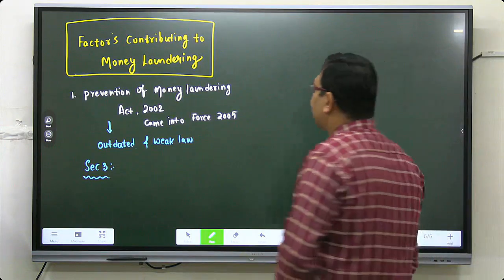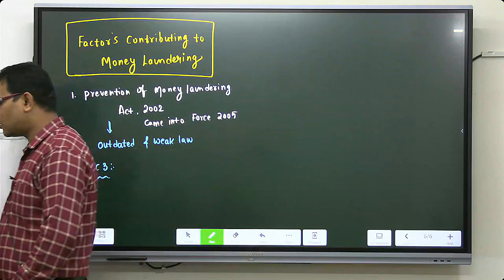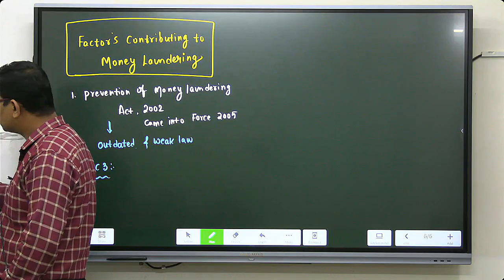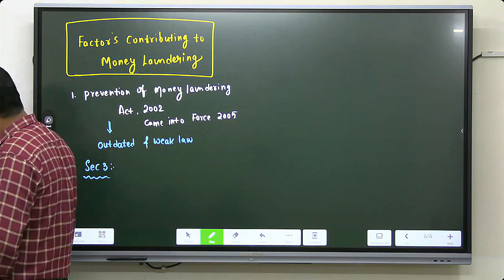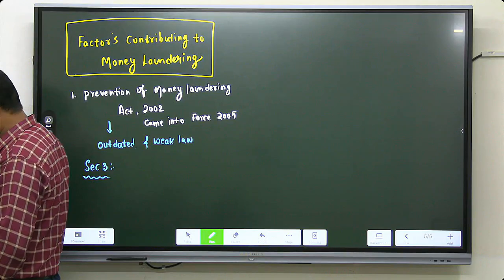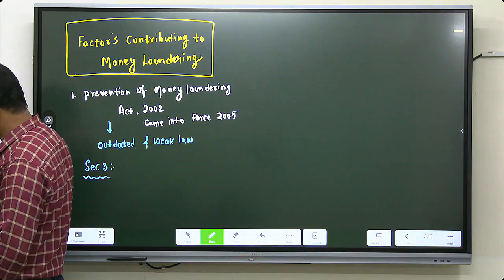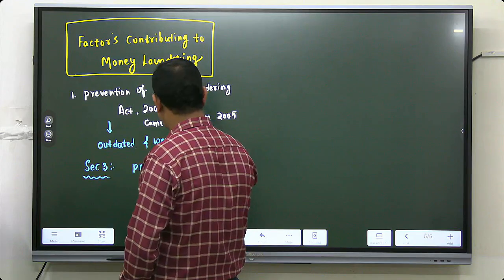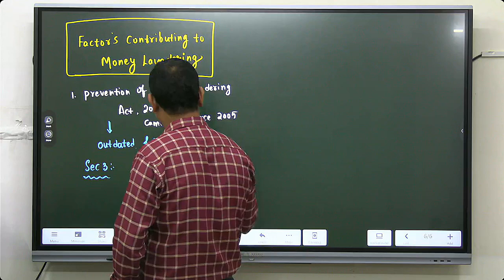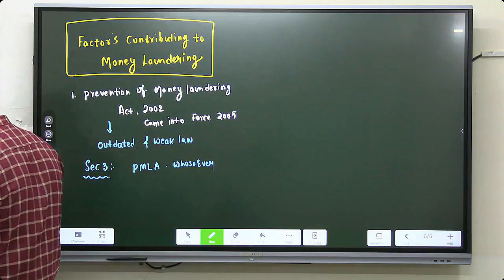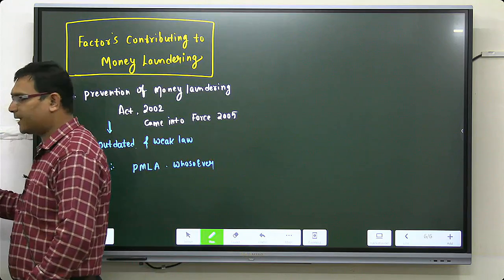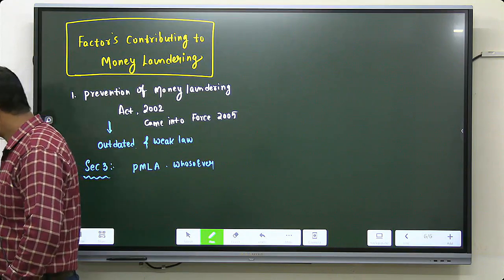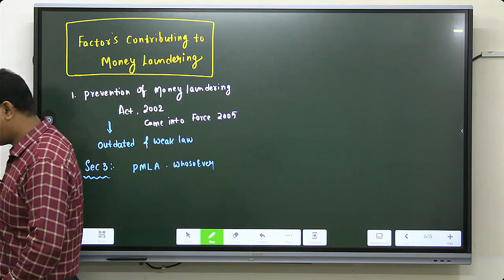I'll dictate. PMLA defines the offense of money laundering as: whosoever, directly or indirectly, attempts to indulge.